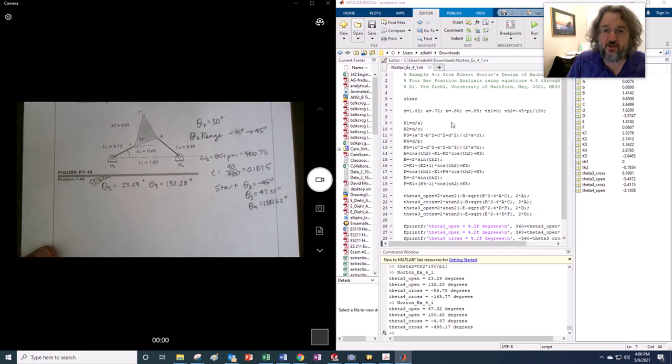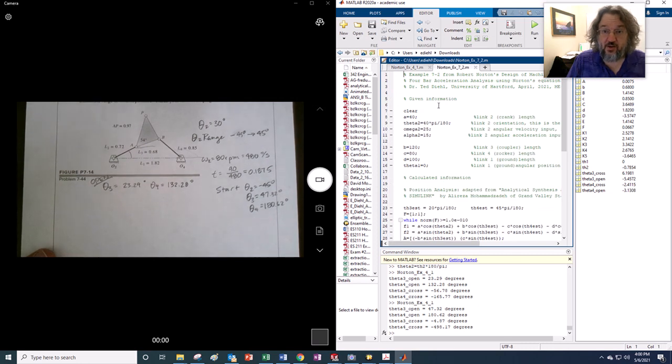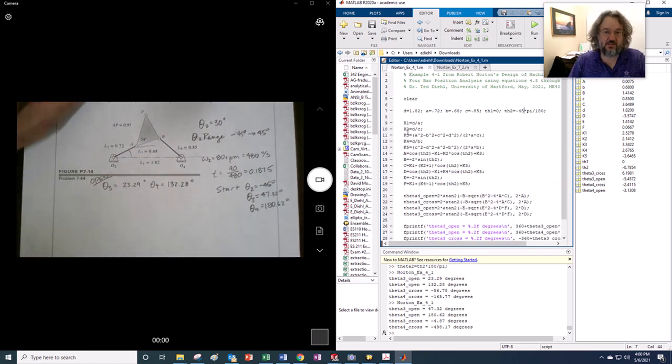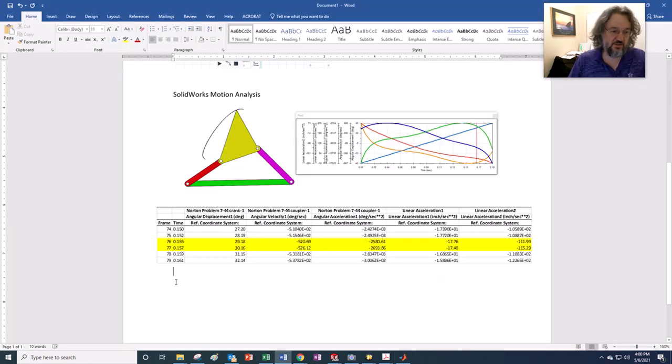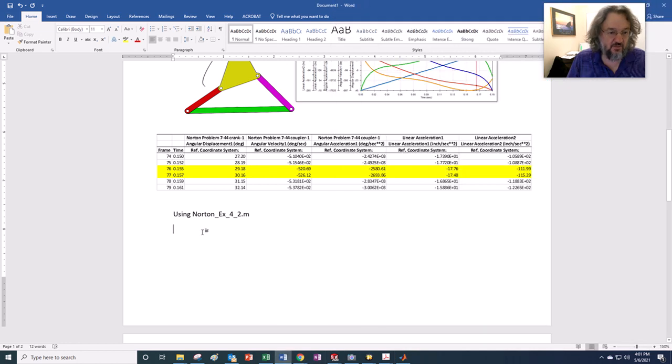Now let's open up 7.2 that we downloaded, and in doing this, let's keep track of this by saying, okay, so using Norton example 4.2.m. All right, so what we're going to do is change the thing, just include the stuff that we changed, just copy and paste it, boom, and then output, maybe I'll even write changed.